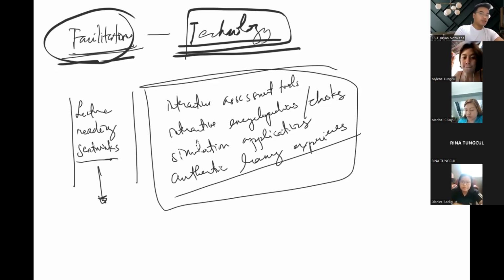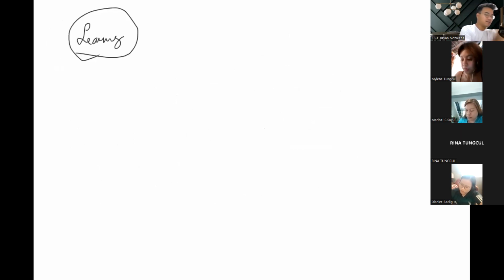Okay, so again, what do we facilitate as teachers? We facilitate learning. But ano nga ba ang learning? Okay, what is learning for us? Okay, in order for us to effectively facilitate learning, teachers must understand how learning happens in the classroom. I always say this to my students. To be an effective teacher is to know what learning is and how learning happens. Okay, so what is learning?